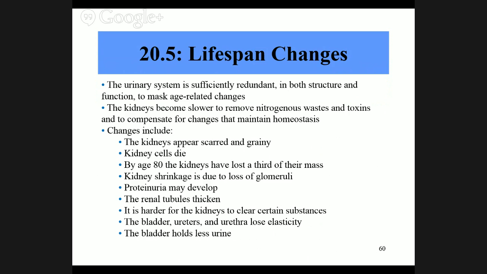Proteinuria may develop. The renal tubules thicken. It's harder for the kidneys to clear certain substances. The bladder, ureters, and urethra lose elasticity, and the bladder will hold less urine.